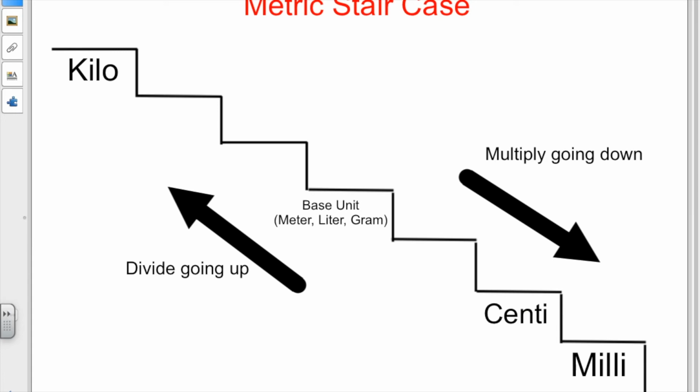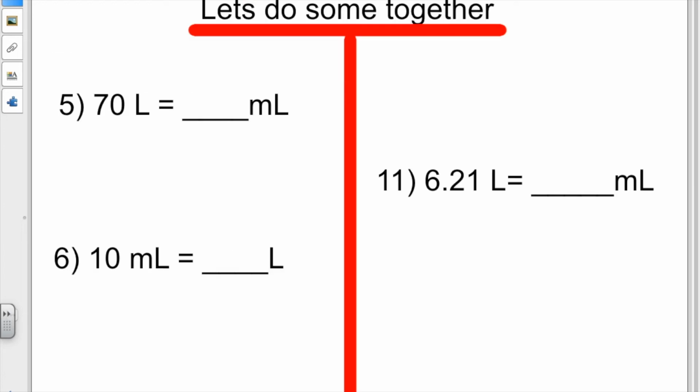So, again, here's your metric staircase. Remember, you multiply going down, you divide going up, and each step is worth a multiple of 10, or a power of 10, however you want to explain it. We're going to do some of these together now. So for number 5, we are going from liters to milliliters. So we're going from big units to small units. So go ahead and write this on your paper with me.